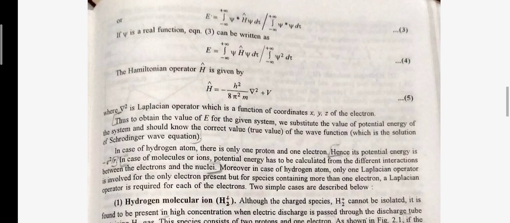Moreover, in the case of the hydrogen atom, only one Laplacian operator is involved for the only electron present. For species containing more than one electron, a Laplacian operator is required for each electron. Two simple cases are described below.